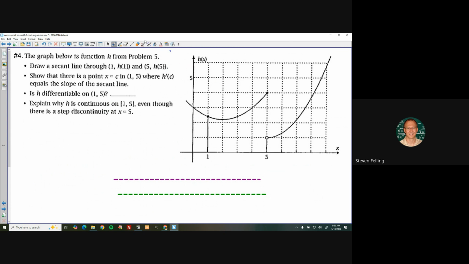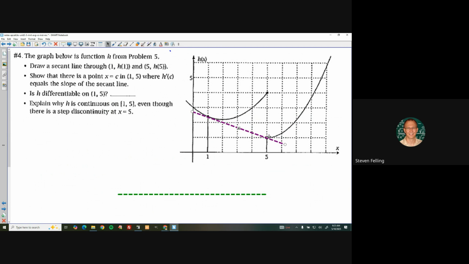What if we have this? Draw a secant line through the points x is 1 and x is 5 on this piecewise defined function. I'm just going to take this line and make it match at x is 5, where x is 1 and x is 5. So here, if we're defining the interval to be from 1 to 5, this purple line would be the average rate of change. Show that there is a point where the derivative equals the slope of the secant line. Is that true? Wait a second.